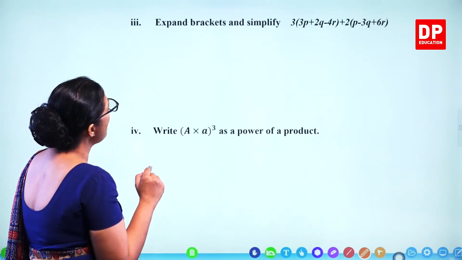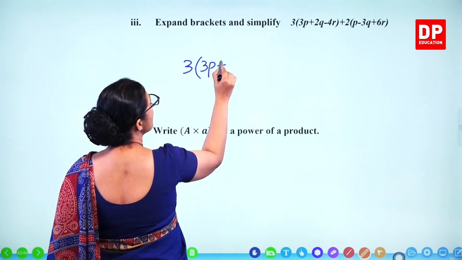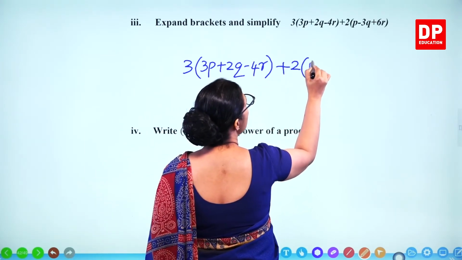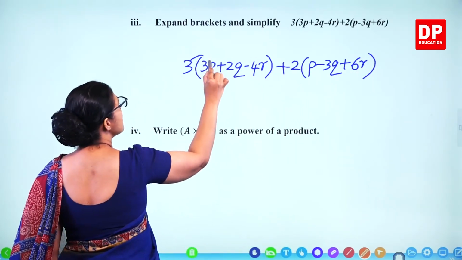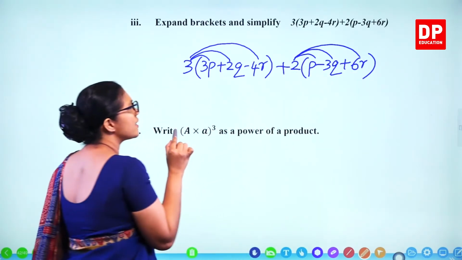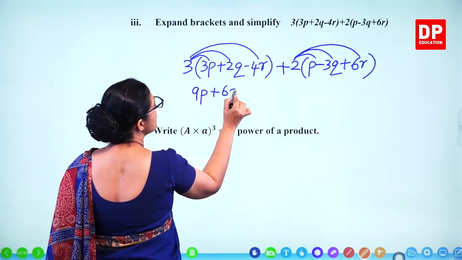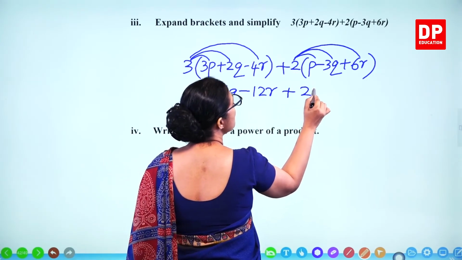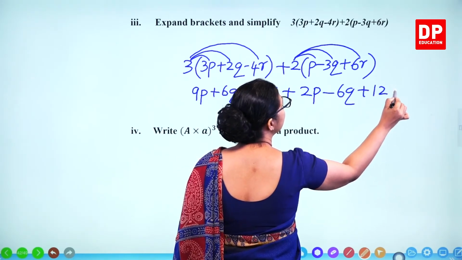Part 3, expand brackets and simplify. 3 into 3p plus 2q minus 4r, 2 times p minus 3q and 6r. Each and every term you have to multiply by the outside number. Expanding brackets. 3 times 3, 9. 3 times 2, 6. 3 times 4, 12. Now multiply by 2. 2 times p, 2p minus 6q plus 12r.